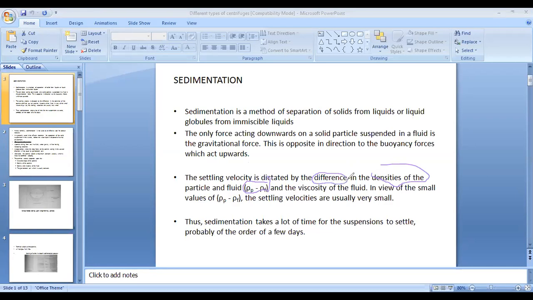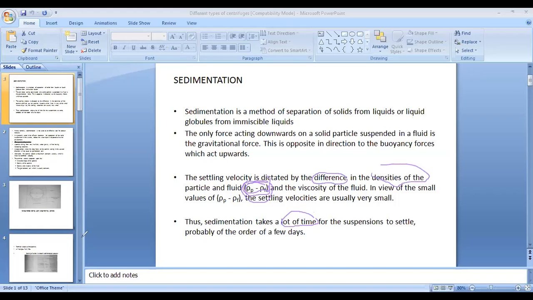So if the difference between the density of the fluid and the density of the particle is small, then it takes a lot of time. If it is more, we can separate the particle in less time. So that is the main reason behind the sedimentation.